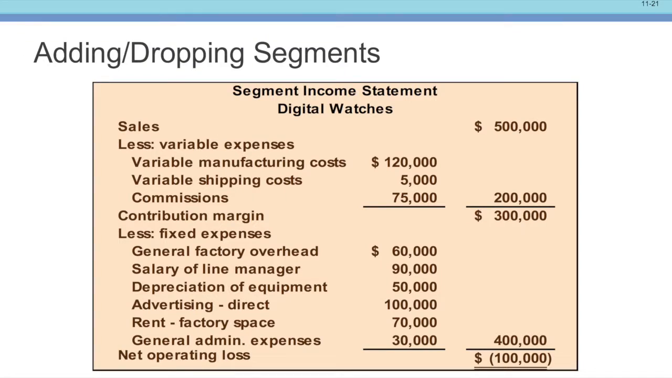But these are all the fixed expenses. All of the fixed expenses are not the fixed expenses traceable to digital watches. They've included all kinds of things. For example, general factory overhead. The salary of the line manager, well, that looks traceable. Depreciation of equipment, well, if it's equipment only in the digital watch, that would be true. Advertising, direct. Rent on the factory space. Is the factory space just digital watches? Well, that would be directly traceable. What if it was other things? Then it wouldn't be directly traceable. So we have to pick and choose a little bit on our fixed overhead of what's required to this particular product line.